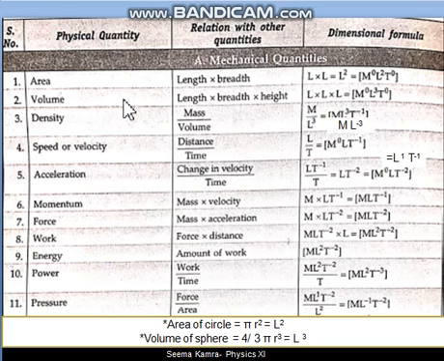Now we can try one more volume. Suppose volume of a sphere is asked. The volume of a sphere formula is 4 by 3 pi r cube. Now this 4 by 3 and pi are constants without unit, so they will be ignored and only r cube will be considered. And r will be replaced by L because it is length, and finally the answer will be L cube.